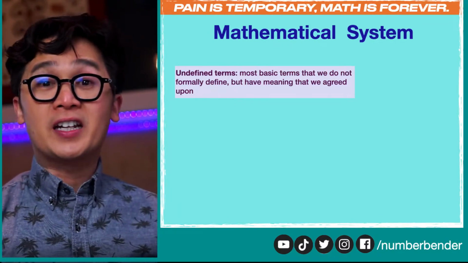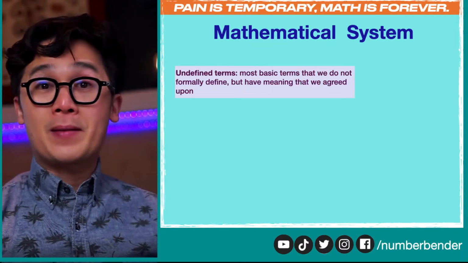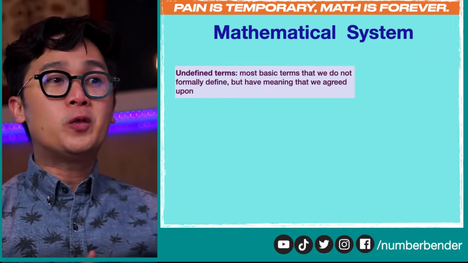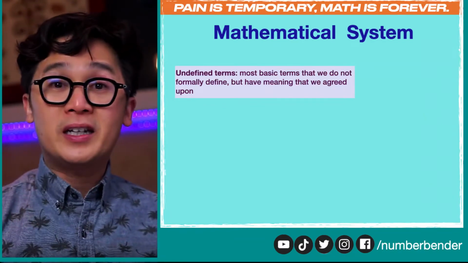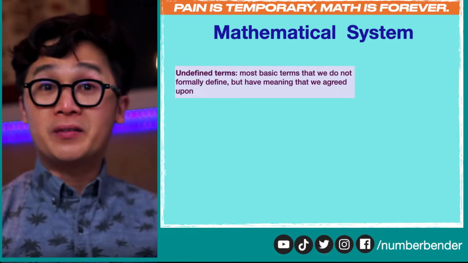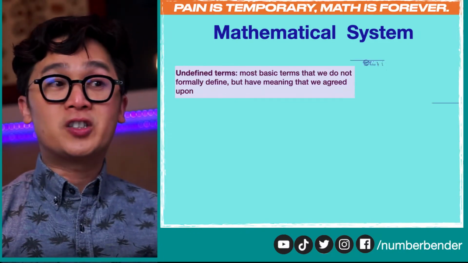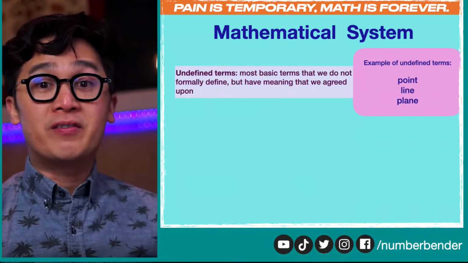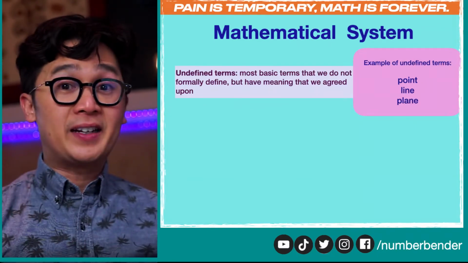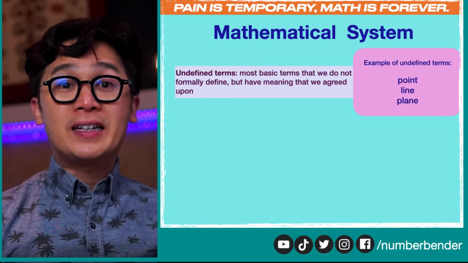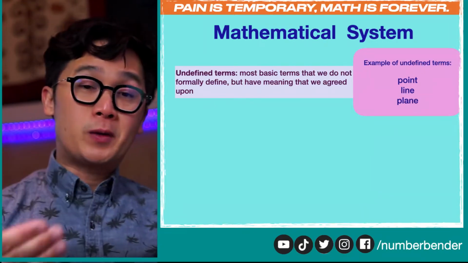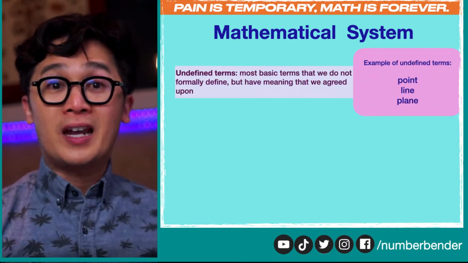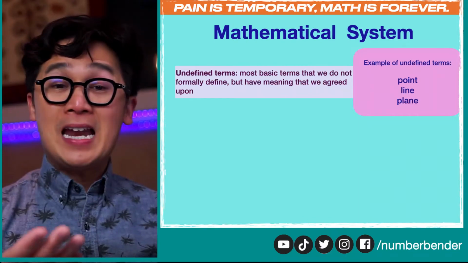Let's start with undefined terms. By definition, in a mathematical system, undefined terms are the most basic terms that we do not formally define but have meaning that we agreed upon. Some of these undefined terms are point, line, and plane, which means even if we don't have a formal definition of what a point, a line, and a plane are, we already have an idea of what they mean due to past experiences and how we use these words in actual problems that we encountered in our normal lives.